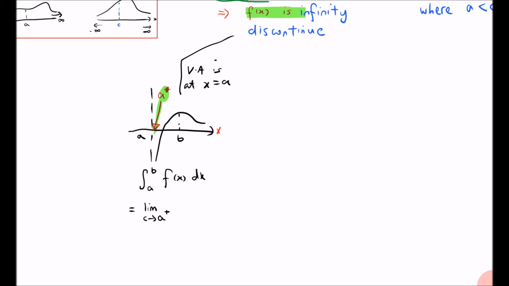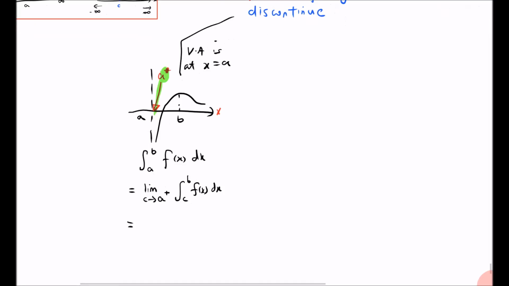As x approaches that, we have the integration from c to b of f(x) dx.